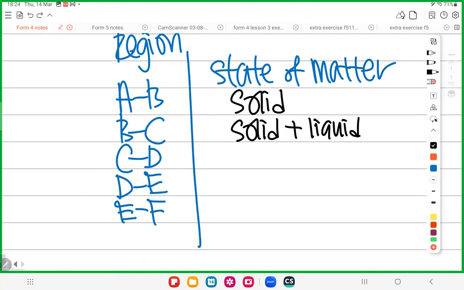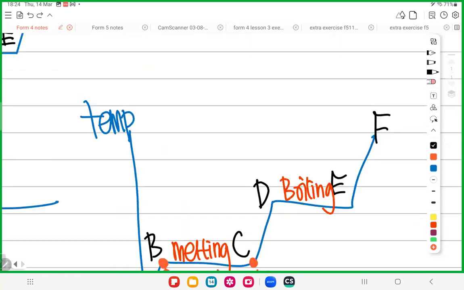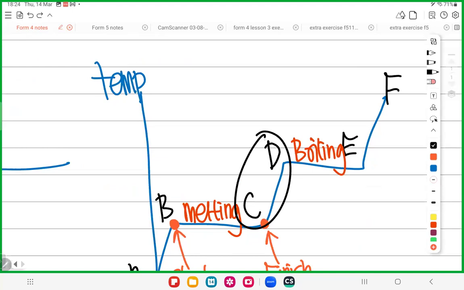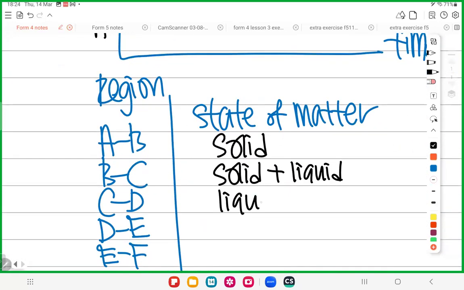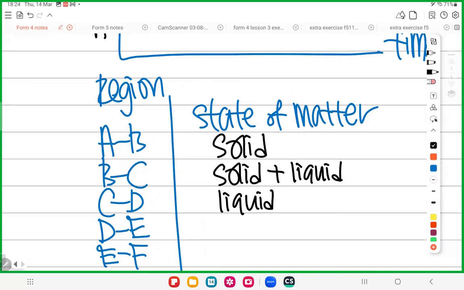Now let's go on. C to D is here. Is it melting? No, melting is here. Is it boiling? No, boiling is here. So C to D means melting already finished, but boiling not started yet. After you melted, you should become a liquid. Now let's look at D to E.